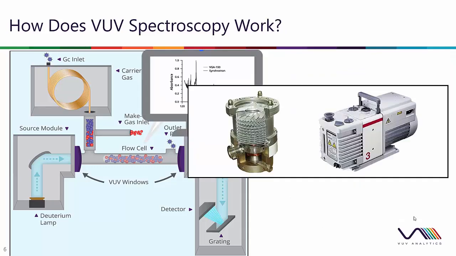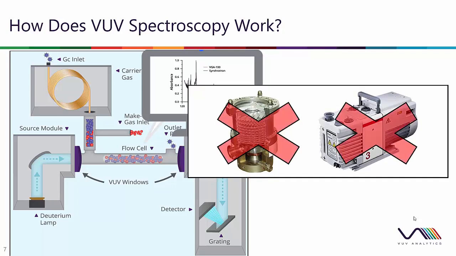Now, one thing that I do like to clarify is, contrary to the name vacuum ultraviolet, we actually don't use vacuum pumps. And this comes in handy, especially when it comes to method development. When you have to, let's say, change columns, there's really little to no downtime.